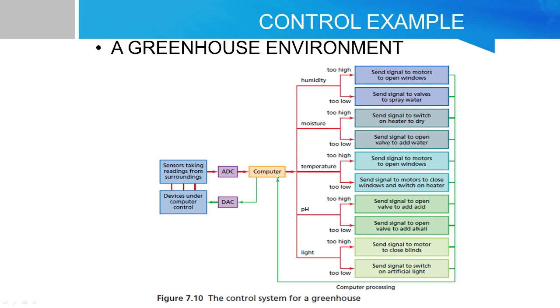So it means that after the sensor checks the moisture, they have the preset value, then they check if the moisture is too high, then they will send the signal using DAC to switch on the heater to dry. Or if it is too low, they will send the signal from the computer to open the valve to add water to add to the moisture. So same as the rest.